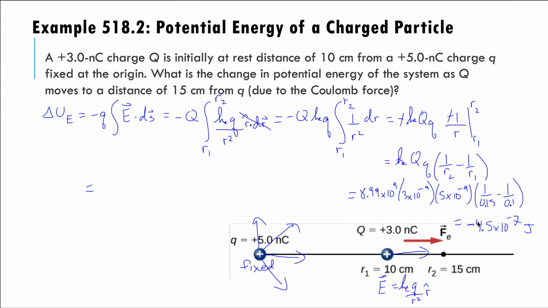So as we all hopefully predicted, the energy of this positive charge is decreasing as it is moving away from the other positive charge, and it's moving in the same direction as the electric field.